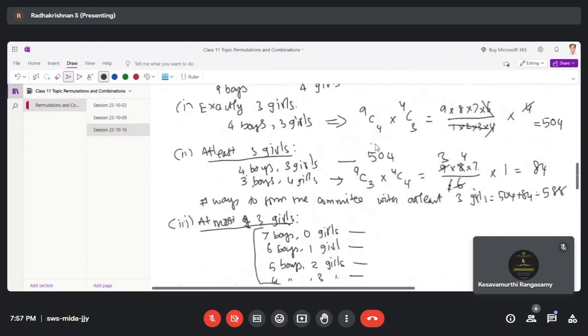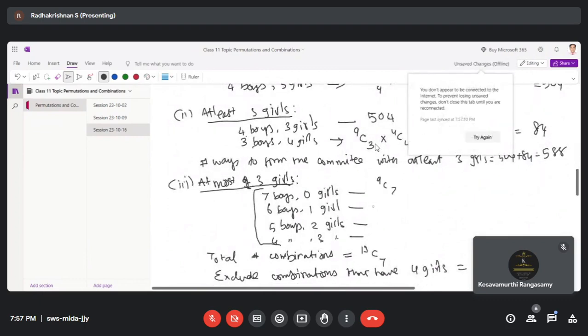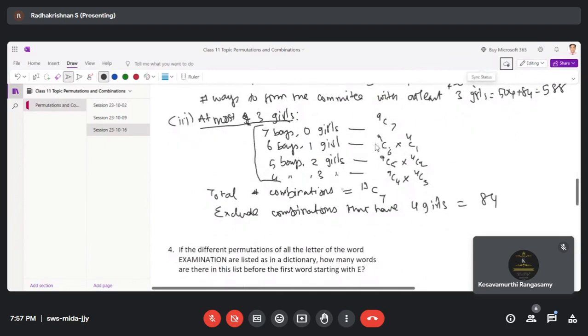So either we can add up these four, calculating each: 7 boys out of 9 boys, so it will be 9C7, then 9C6 into 4C1, then 9C5 into 4C2, and so on. We can do all these calculations and add up, or we can simply calculate 13C7 and subtract this 84. You will get the same answer. So this is easier, right? 13C7 minus 84.